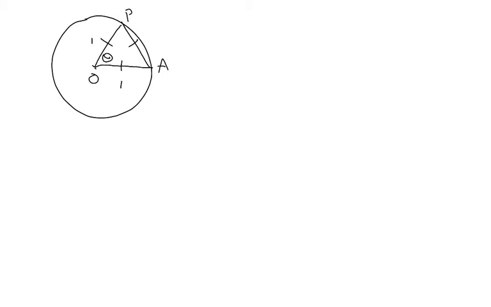I want you to consider the following diagram. What we have is a circle with a triangle inside, with O the center, and P and A. Now, we've got OA equals 1, and we know it's an equilateral triangle, okay? So OA equals OP, which equals PA. So that is an equilateral triangle.